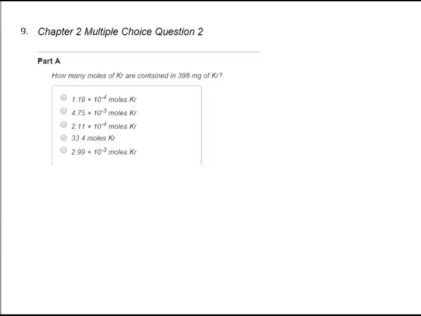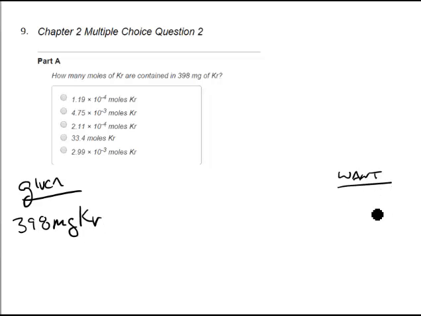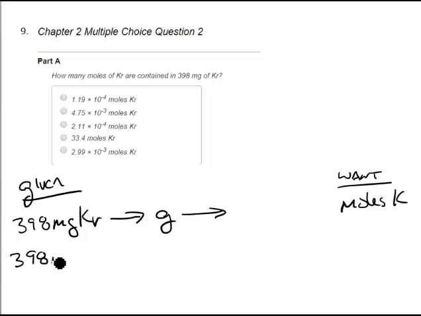So moving to problem 9, it's a calculation problem. And what are we given in this particular problem? We are given 398 milligrams of krypton. And what we want in our answer here are moles of krypton. So we're going to go to our base unit, go to grams, and then we can make our conversion into moles. So 398 milligrams of krypton.